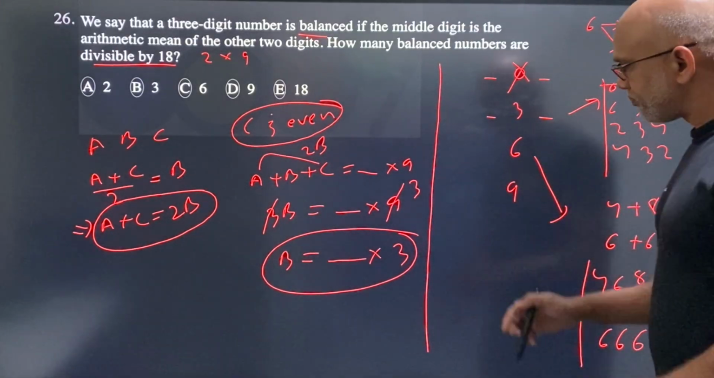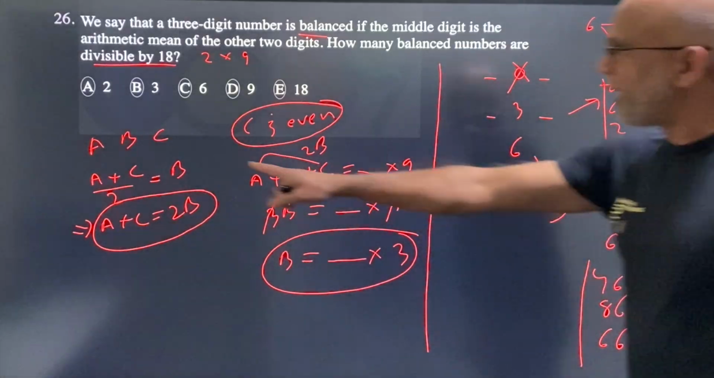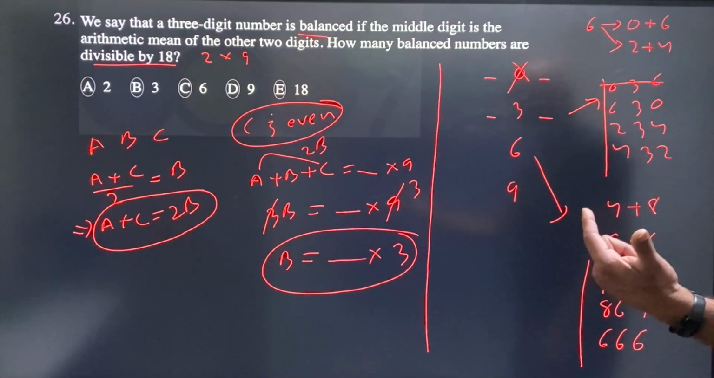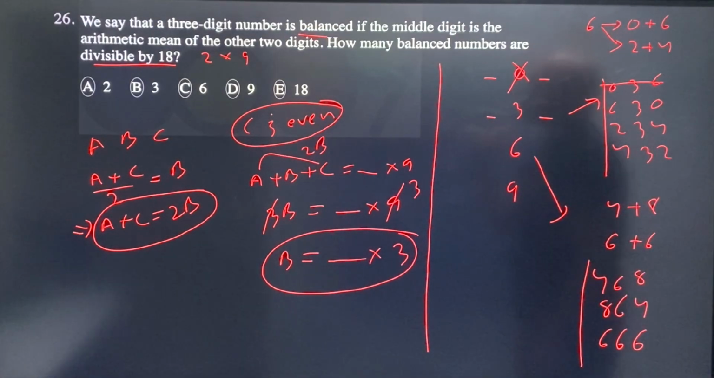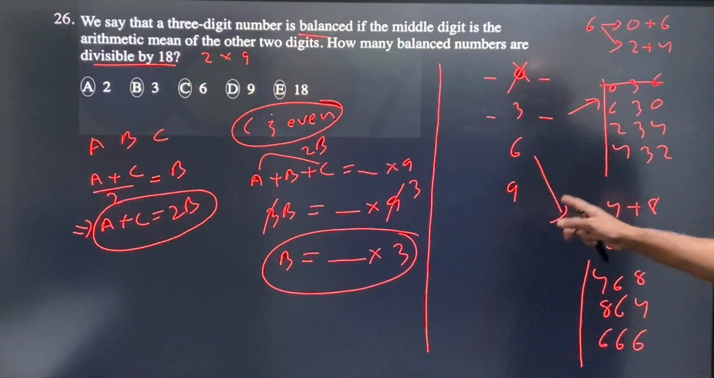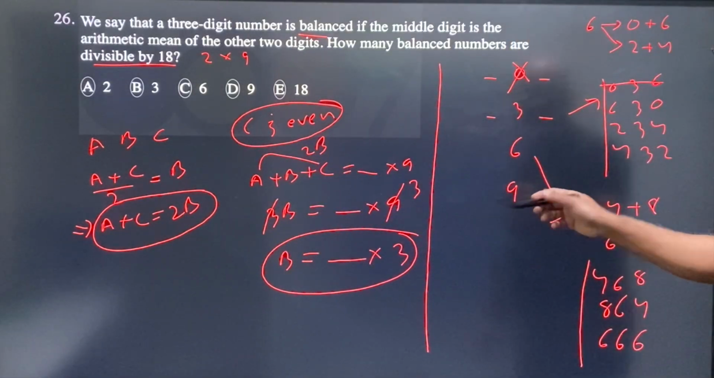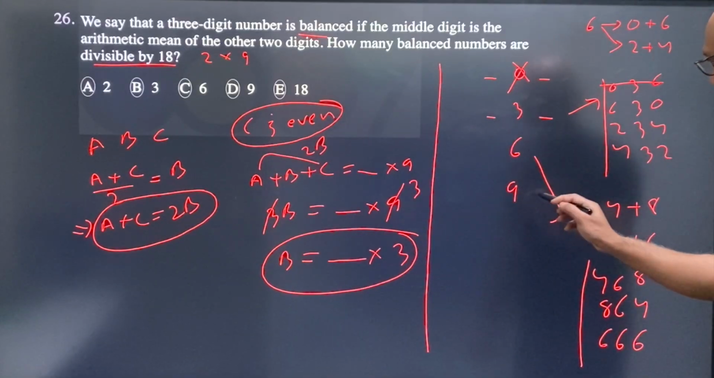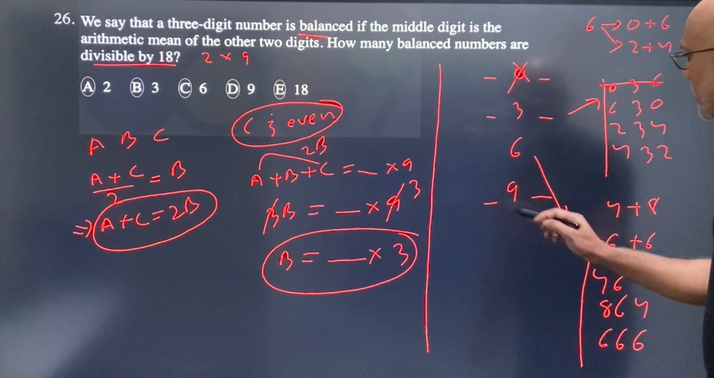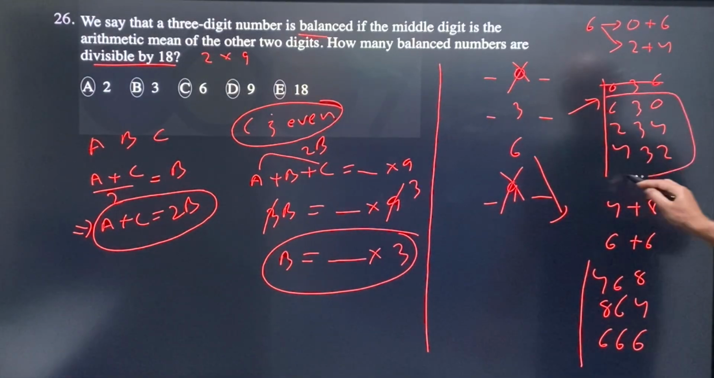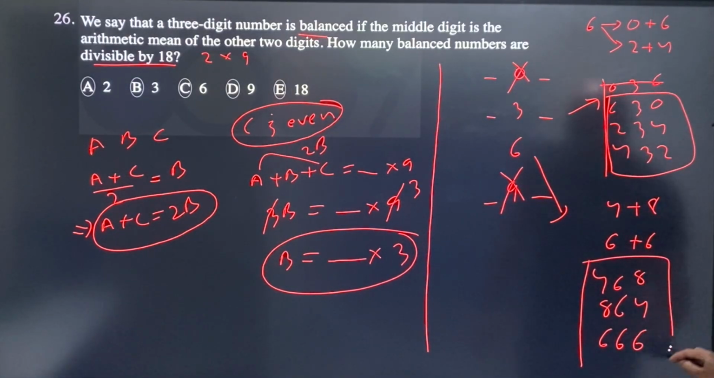From 9, now the sum of A and C has to be 18. What two single digit numbers will give me 18? Only 9 and 9, but this has to be an even number. So 9 is not an even number, like this digit is not going to be an even number, so this is also not going to work. So we are left with these 3 here and these 3 here.